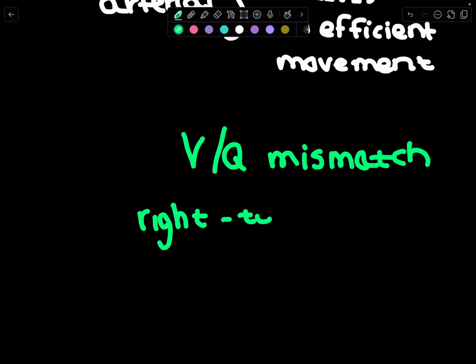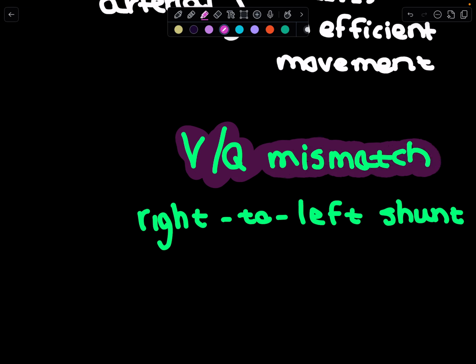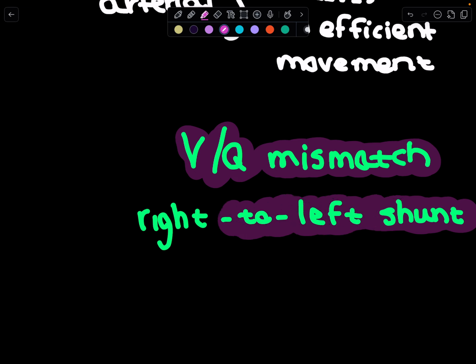In VQ mismatch, some lung areas get more air than blood, or vice versa, like in COPD or pulmonary embolism, so oxygen transfer is inefficient, widening the gap between PAO2 and PaO2. A right to left shunt, like in certain heart defects, lets deoxygenated blood bypass the lungs entirely, directly lowering arterial oxygen and spiking the AA gradient.